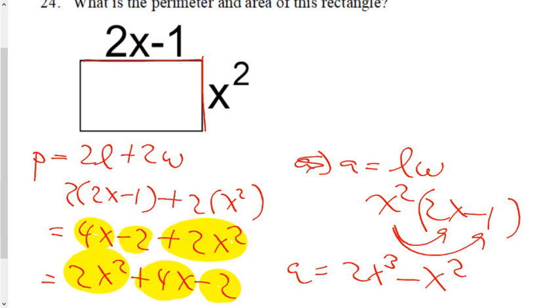So question 24, therefore, is worth how many points? 5. 3 points for this, and 2 points for this. 5 points. That was a tough question-ish.